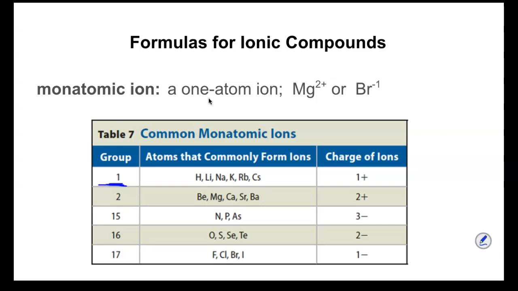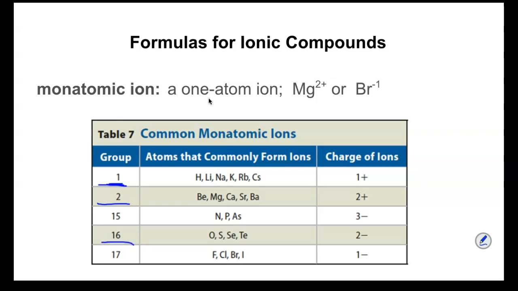It always has a 1+ charge. All of those elements have 1 valence electron that they want to give away, so they're going to want to have a 1+ charge. In group 2, they have 2 valence electrons. They want to give away 2. They're going to have a 2+ charge.